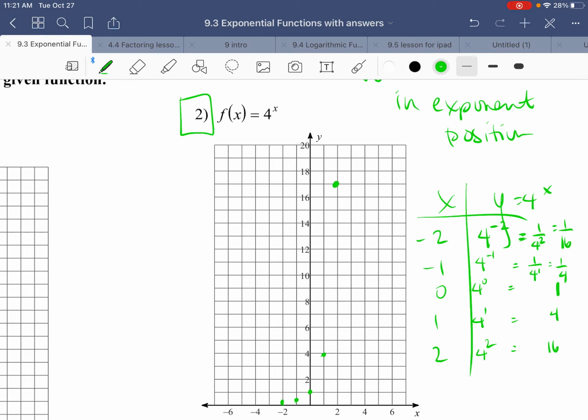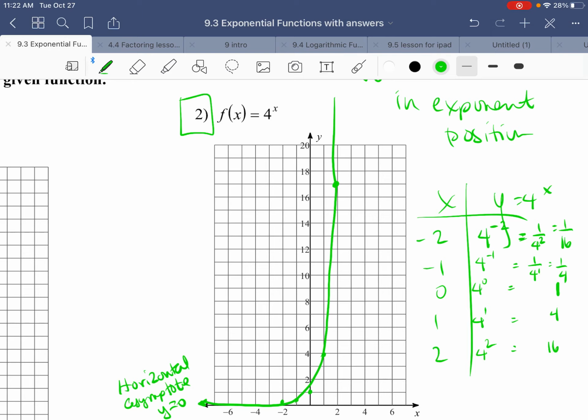So then your function looks like this when you fill it in, and you can keep on doing some to the left of negative 2, but I hope you'll realize that anything to the left of negative 2 is just going to get smaller and smaller y values. And it's going to approach a horizontal asymptote. So the horizontal asymptote in this case is y equals 0.